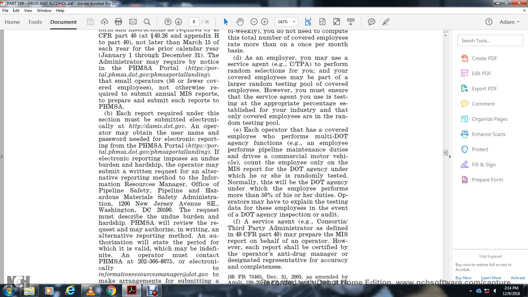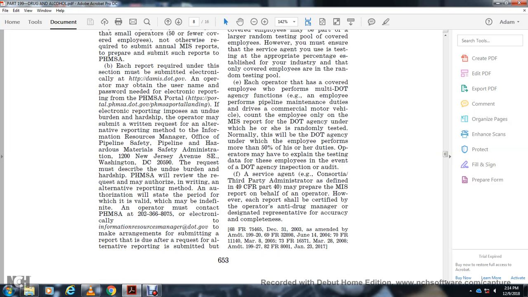A service agent, consortium, or third party administrator, as defined in Title 49, Part 40, may prepare the management information system report on behalf of the operator. However, each of the reports shall be certified by the operator's anti-drug management designated representative for accuracy and completeness.